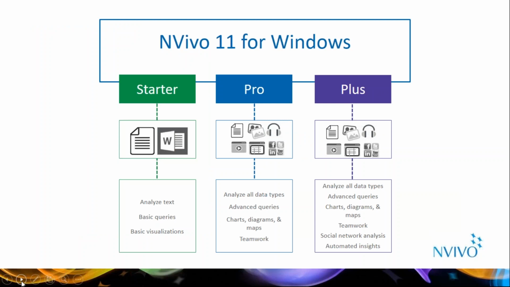Today's focus is on NVivo 11 for Windows. There are three versions of NVivo 11 for Windows: Starter, Pro, and Plus. The techniques that we'll be talking about today are available in Pro and Plus. So all of them will be available in Plus, some of them will be available in Pro, and I'll point out those that are available in Plus only. The auto coding techniques are not available in Starter.